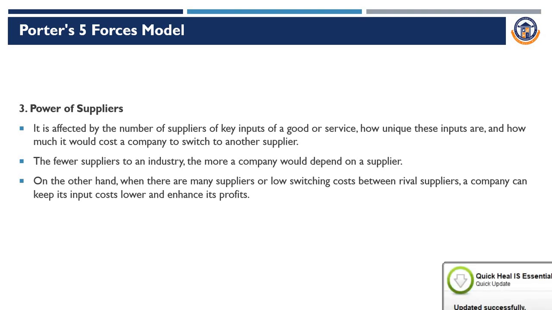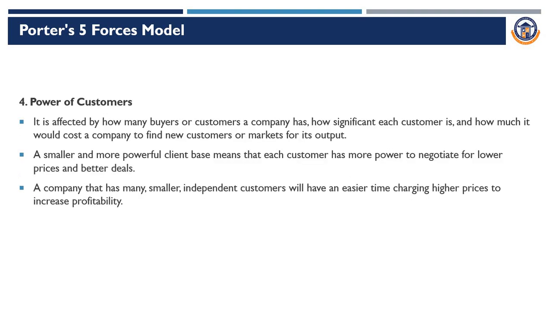On the other hand, when there are many suppliers or low switching cost between rival suppliers, a company can keep its input cost lower and enhance its profit. So the next one is the power of customers. It is affected by how many buyers or customers a company has.